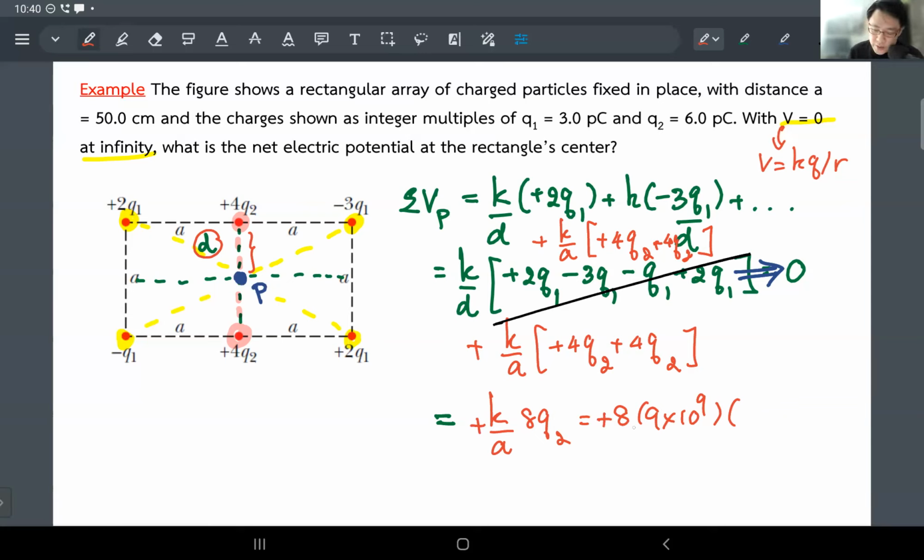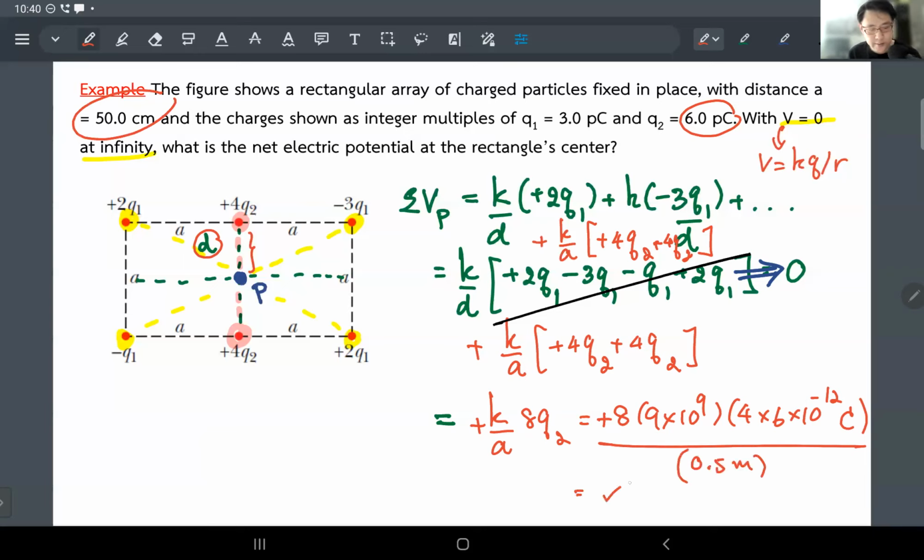The charge over here is 4 times q2. q2 is already given to be 6 pico. Pico is 10 to the negative 12 coulomb. There you go. Divided by a. The a is given to be 50 centimeters, so I can put 0.5 meter there. And that's it, guys. You are done.